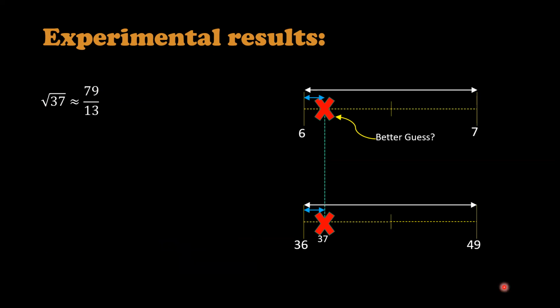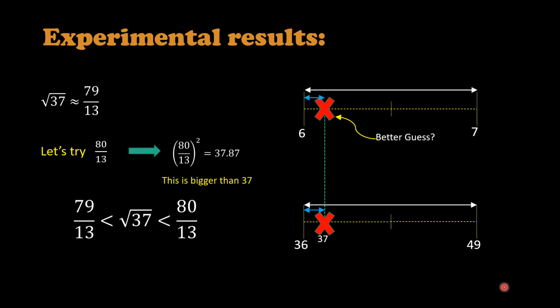So what if I upped the numerator by 1? What if we tried 80 over 13? Is that bigger than the square root of 37? Well, let's see. Holy moly, if we do 80 over 13, we do in fact get a number that's bigger than 37. So 80 over 13 is bigger than the square root of 37. Holy cow. So we've tightened this significantly right here, in just one step.